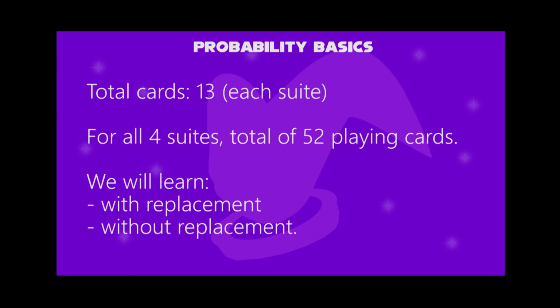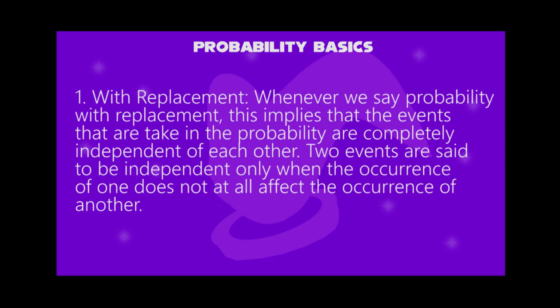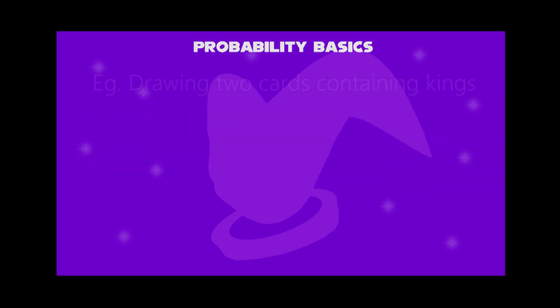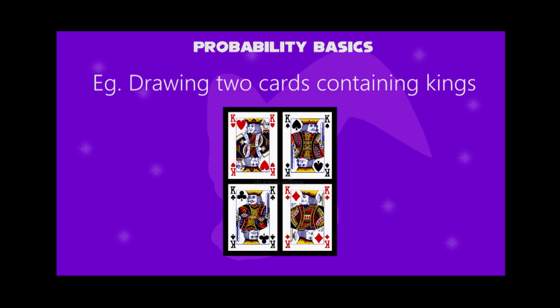In this activity, we will learn with replacement and without replacement. Whenever we say probability with replacement, this implies that the events taken in the probability are completely independent of each other. Two events are said to be independent only when the occurrence of one does not at all affect the occurrence of another. For example, when you draw 2 cards containing kings with replacement from a well-shuffled deck of 52 cards.